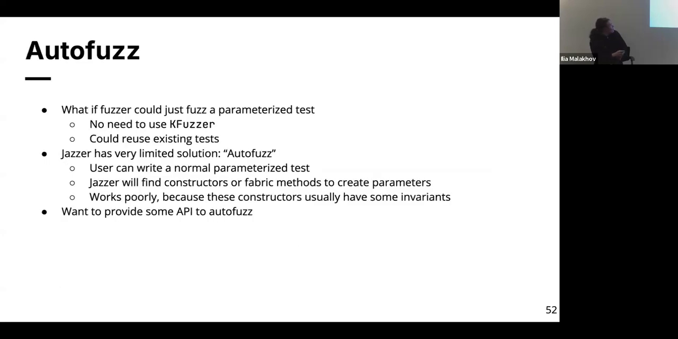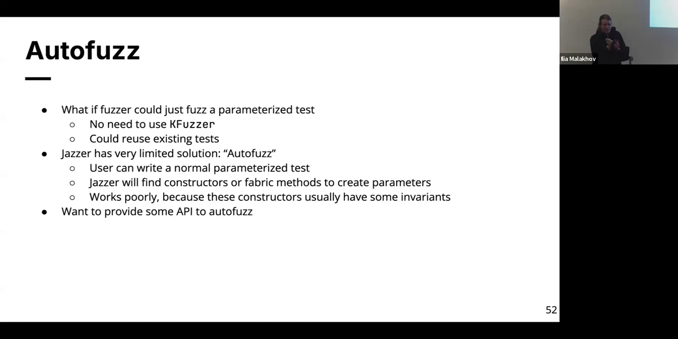The next thing is that although our kfuzzer interface is really good, it still requires some effort to use it. What if we could allow our users just to write some parameterized tests where they just accept some primitives and even more complicated objects, and then let the fuzzer fuzz it? Jazzer has such a feature, which is called autofuzz, but it is extremely limited.